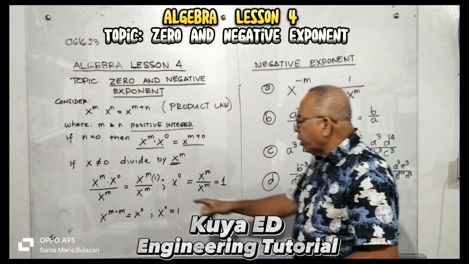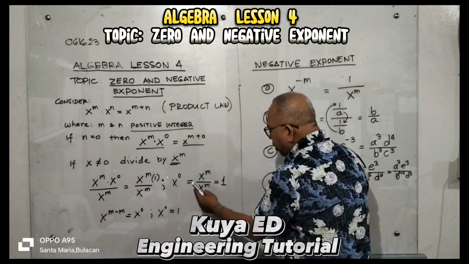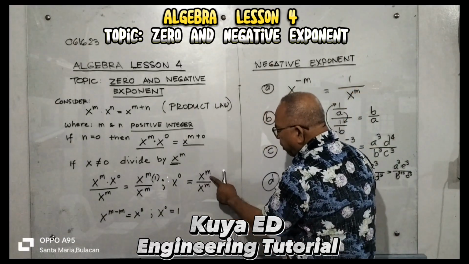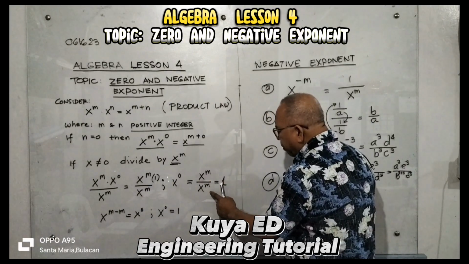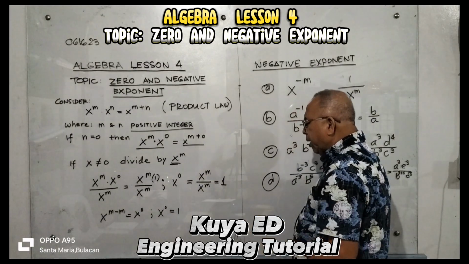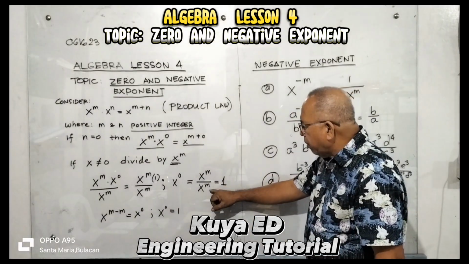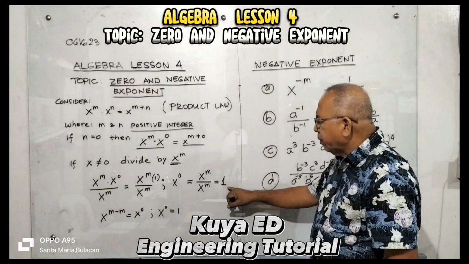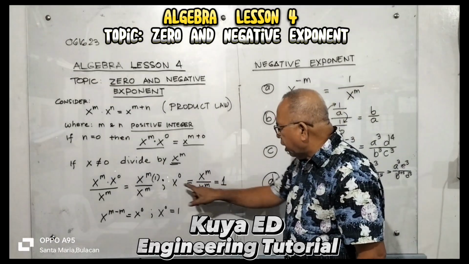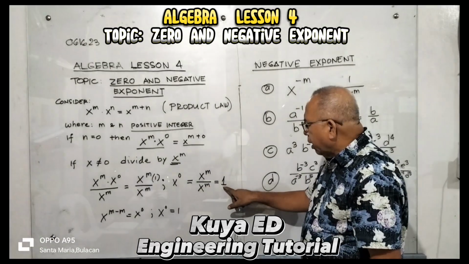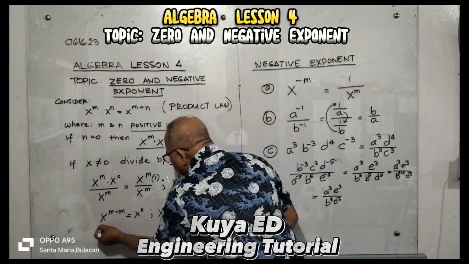Paano siya naging equal to 1? Because x to the m over x to the m is equal to 1. So, ibig sabihin, if you divide x to the m by x to the m, that is equivalent to 1. So, paano ang 0 nagiging 1? x to the 0 is equal to 1. It will be explained with this.